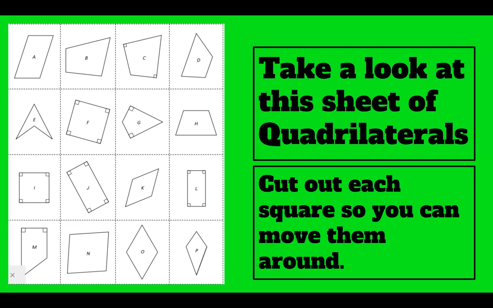So for the next part of this activity, you're going to need to be looking at these shapes here. You may have a sheet that you can cut out and manipulate, and you may not, and that's okay. If you don't, you can just listen to the video and take a look at how I move around the shapes. But if you do have this sheet, you're going to want to cut out all these shapes so that you can move them around.